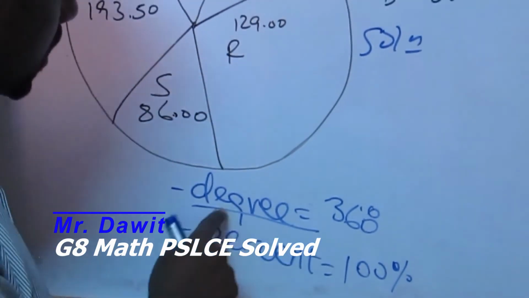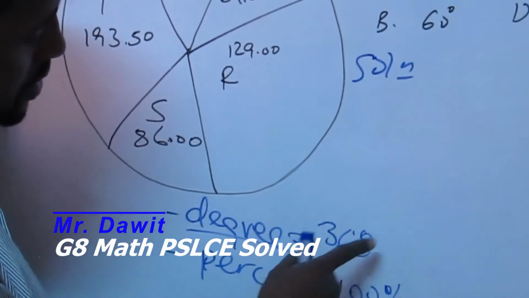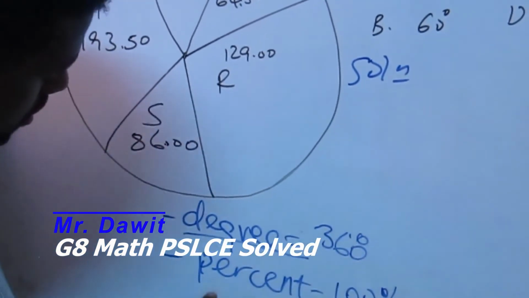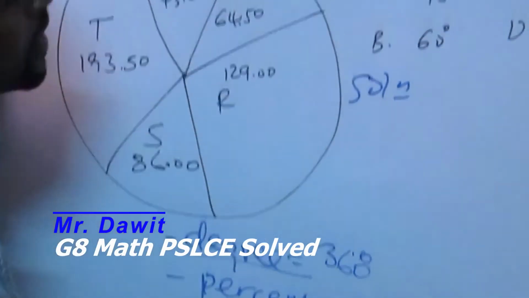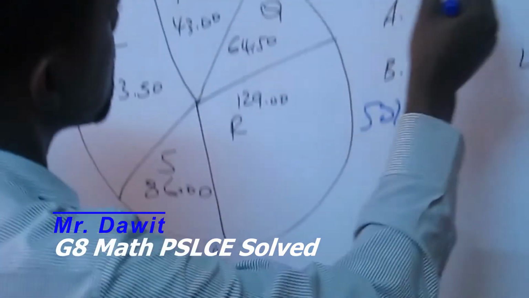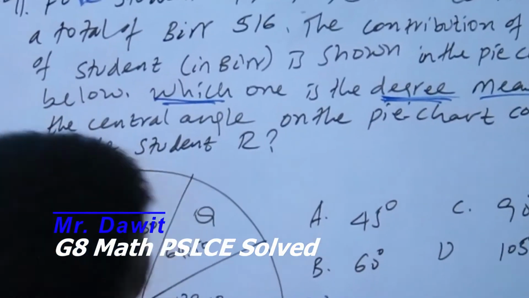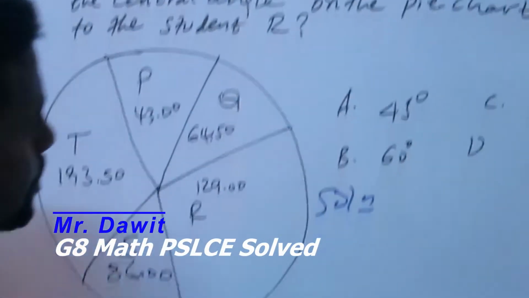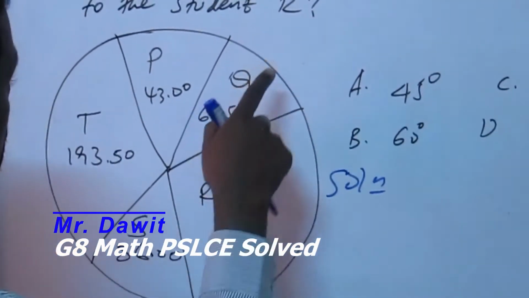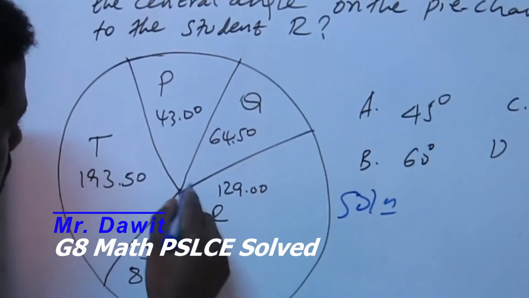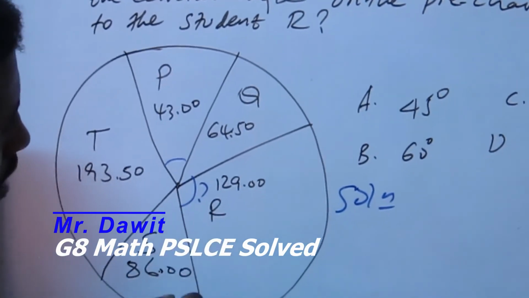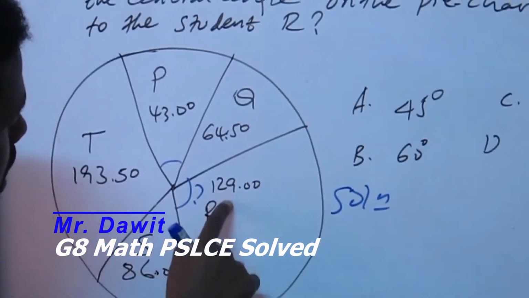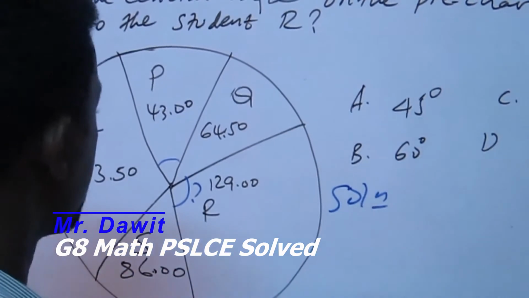So in the case of degree, we have calculated in terms of what? 360 degree. But in the case of percent, we have to calculate in terms of 100%. So the question is in terms of what? Degree, and the numbers are given here. So we are going to find out R. We don't know this angle, so we are going to change it into what? Angle. It says what? 129 birr.